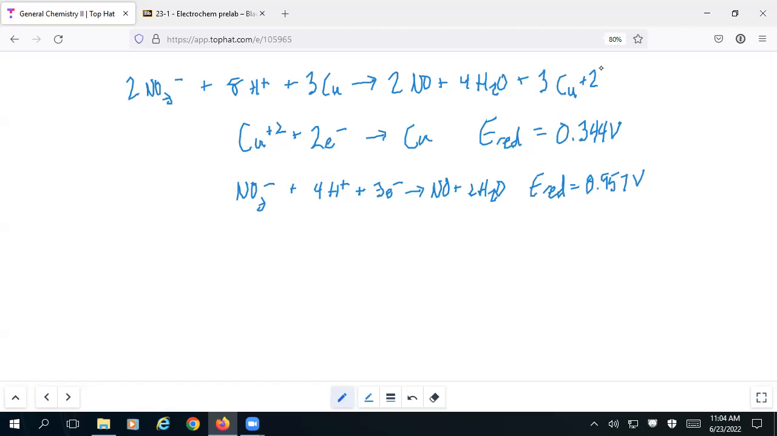So not am I looking for 3 copper turning into 3 copper 2s, but rather, is there a reaction that turns copper 2 plus into copper, or vice versa? And there is, and the reduction potential for it is 0.344 volts.